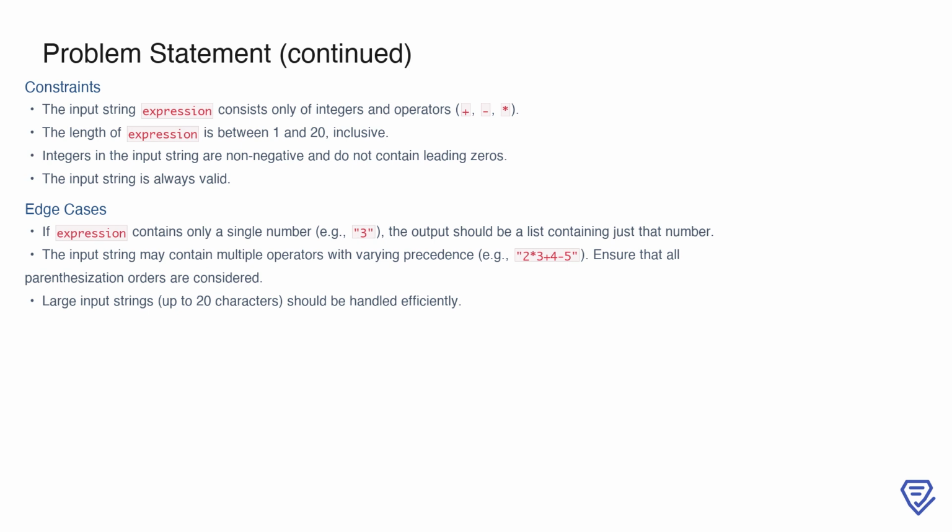For edge cases, if the input contains only a single number, like 3, the output should simply be a list containing that number, 3. For expressions with multiple operators, such as 2*3 plus 4-5, all possible parenthesization orders must be considered. Finally, since the input can be as long as 20 characters, it's crucial to ensure the solution is efficient enough to handle larger inputs without significant performance issues.